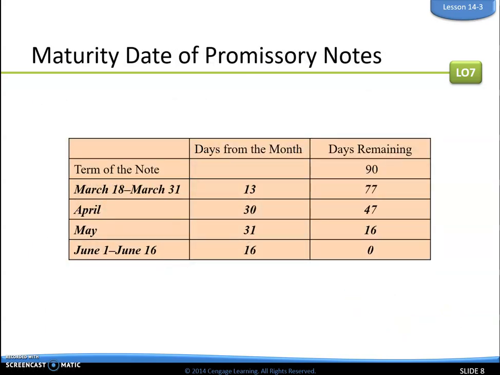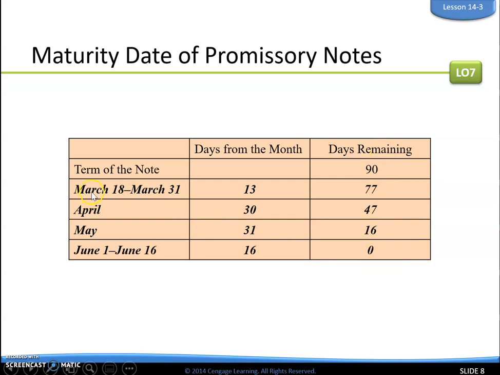Now, the next part is we're going to have to figure out the maturity date. So they're not going to just tell us the maturity date. We're going to have to figure this out. So this is where we really need to make sure that we know how many days are in a month. They've set this up into a table, which works really nice. What we're looking at here is that we have a 90-day note. So we're going to put days remaining over in this right-hand column.